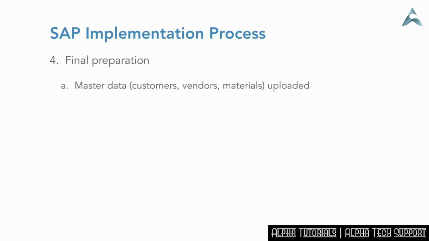The fourth step in an implementation is final preparation. This is where all master data, like customers, vendors, and materials, is uploaded into the new system. Final preparation is also where security roles are set up and training is conducted for all end users.